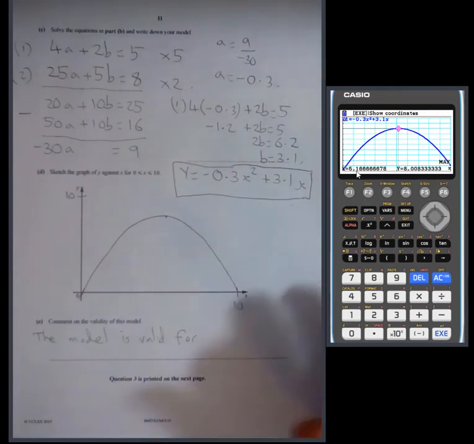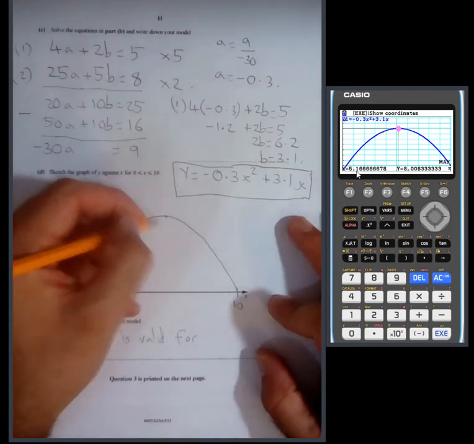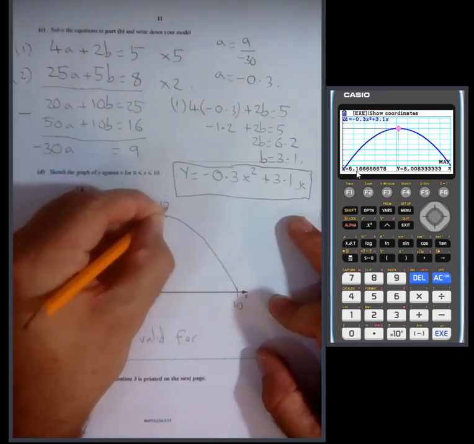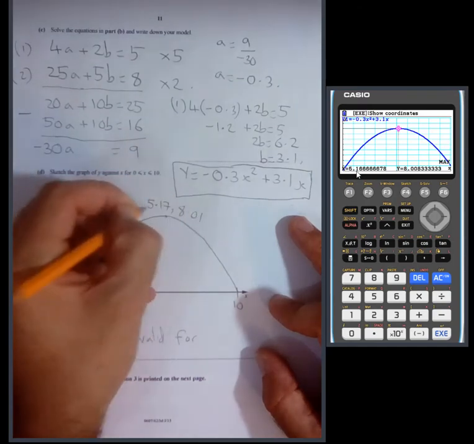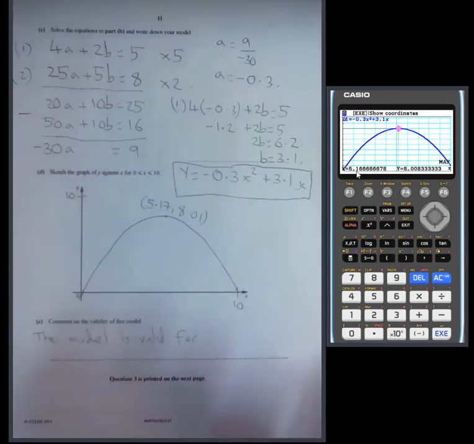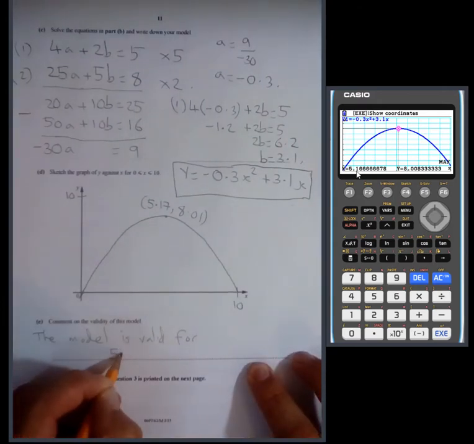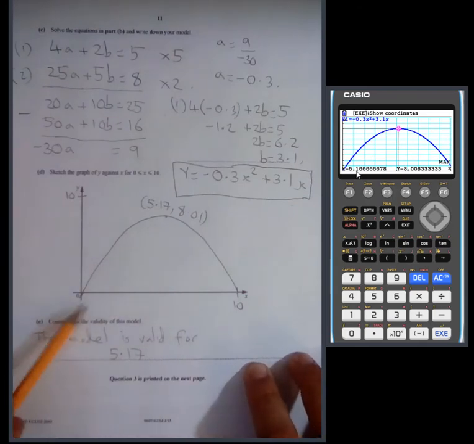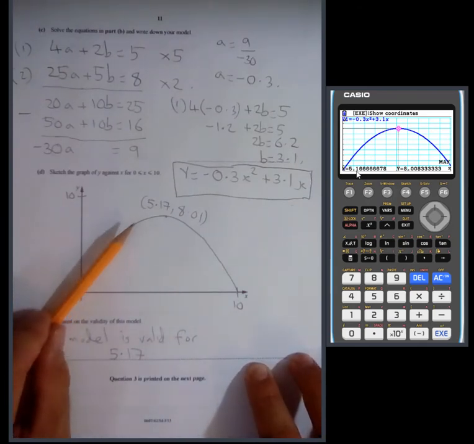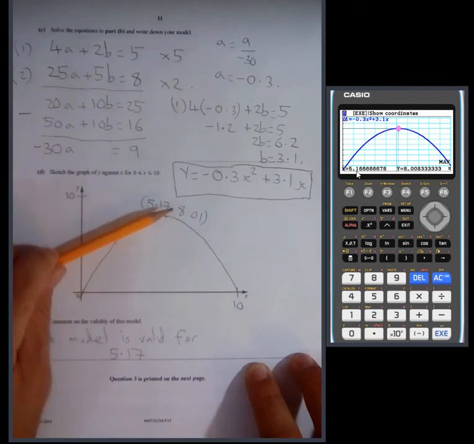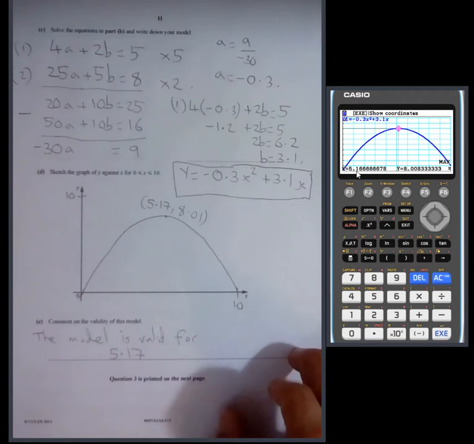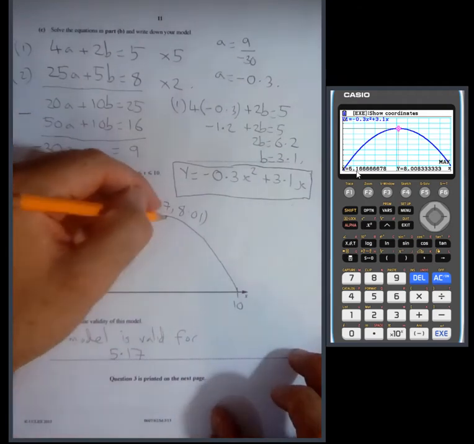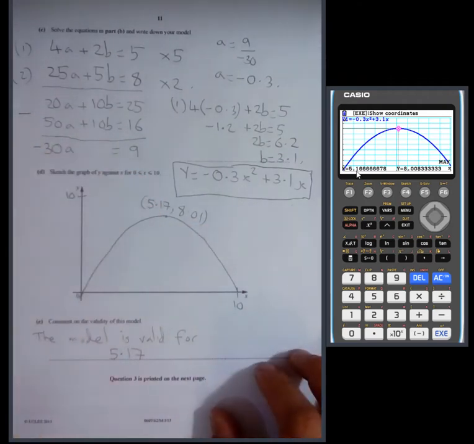So that is x at 5.16, 5.17 and 8.01. Valid for, and I'm actually going to go up to that point, 5.1. So I reckon it's valid as long as it's increasing, and then after that it's definitely not valid. You could argue it's valid up to the maximum, but really when it's suggested it has a maximum, it's peaked, it's probably not valid then either.